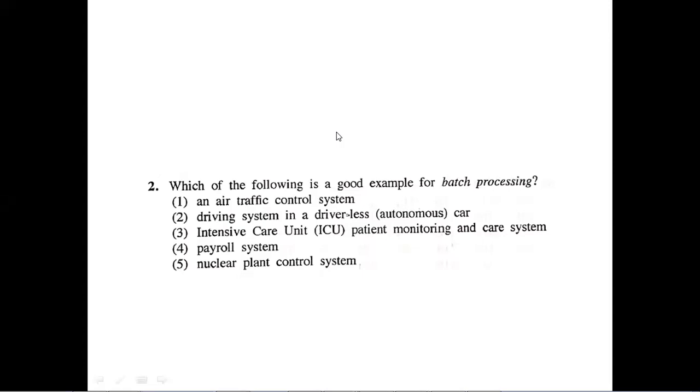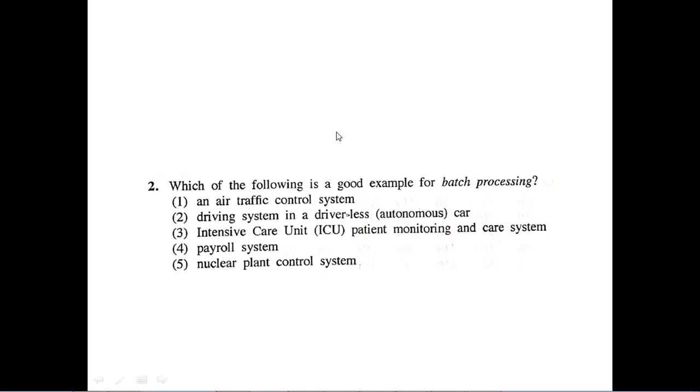So we look into the question. A good example for batch processing, that means four of the answers are not related with batch processing. Answer number 1, air traffic control system. We have already discussed that the air traffic control system must be a real-time processing system. That is very important, because the processing result should be input into some other systems or monitored manually by a pilot or some other person. However, the processing should be done in real time.